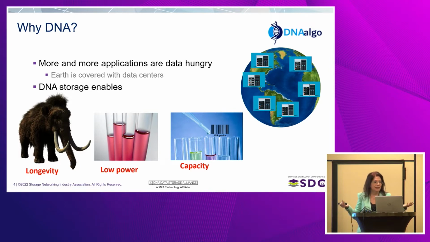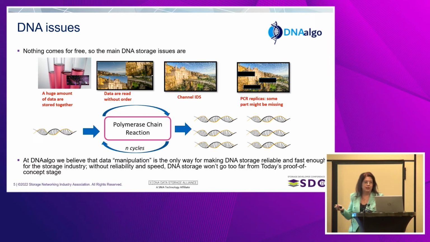It is green, because it doesn't need a lot of power. We don't need a refrigerator or a capsule, but it can be stored in a test tube. We don't need too much environment in order to keep our data stored in DNA. And capacity. Capacity is incredible. Tons of data, as already mentioned, that by Dave has been stored in something like a grain of dust. So it's really incredible. But of course, nothing comes for free.